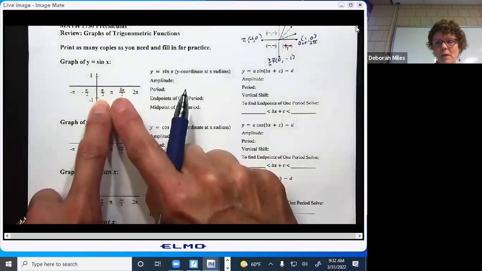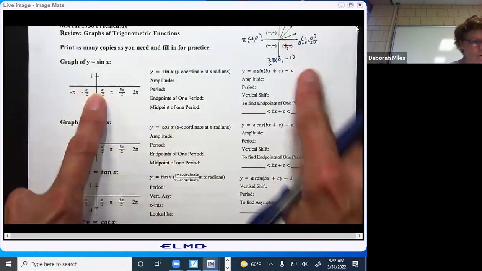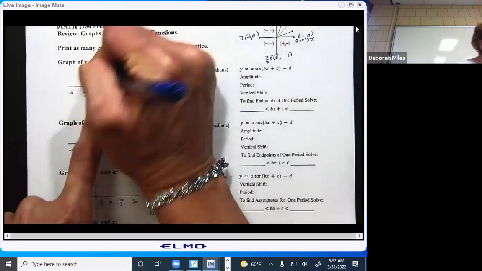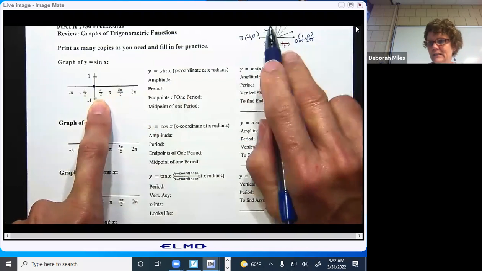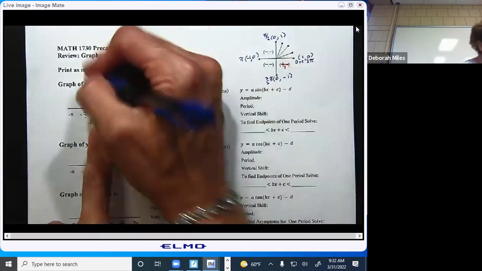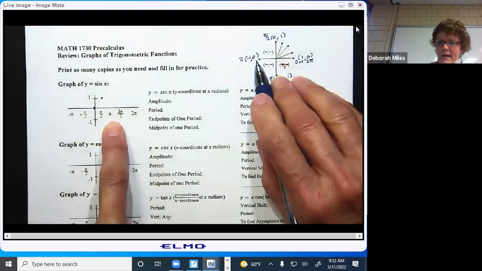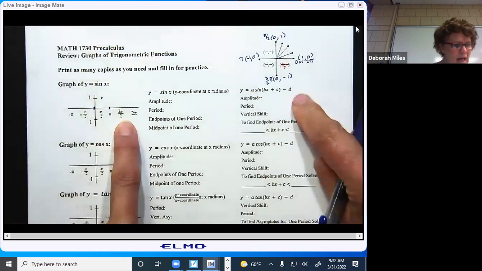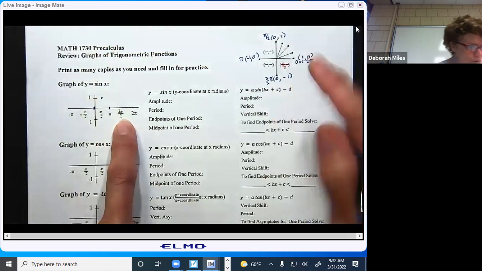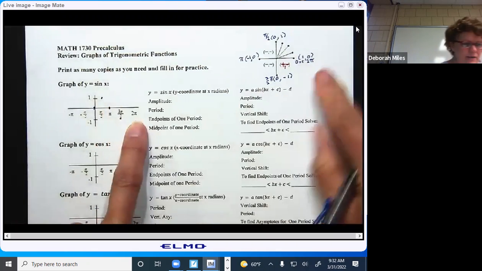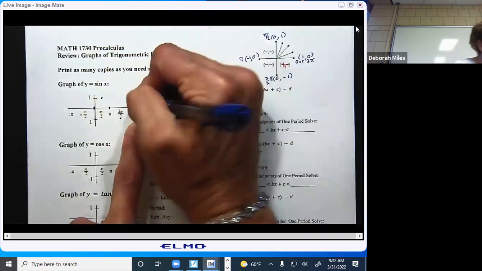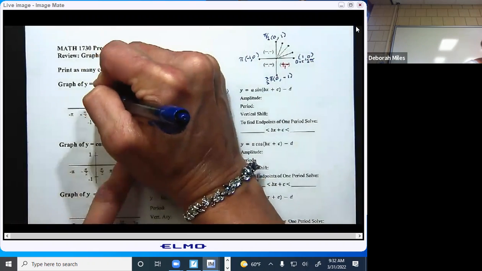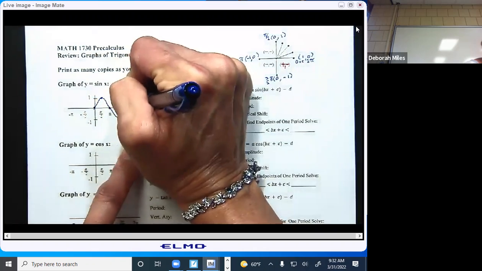At 0 radians, sine is the y coordinate, 0. At pi over 2 radians, sine is the y coordinate, which is 1. At pi radians, sine is the y coordinate, 0. At 3/2 pi, sine is the y coordinate, which is -1. And at 2 pi, sine is the y coordinate, which is back to 0. So this is the shape that you should have in your head for sine.